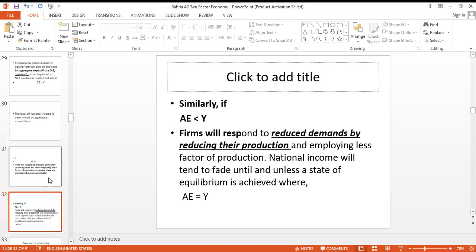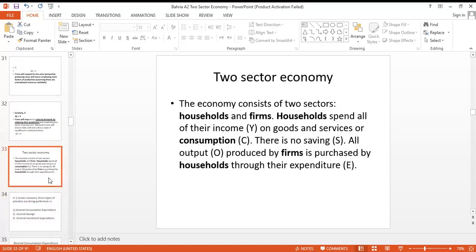Conversely, if the aggregate expenditure is less and you are producing more in the economy, then you're going to cut back on production. You're going to create unemployment. You are going to reduce the level of your output, so that the aggregate expenditure becomes equal to the income.